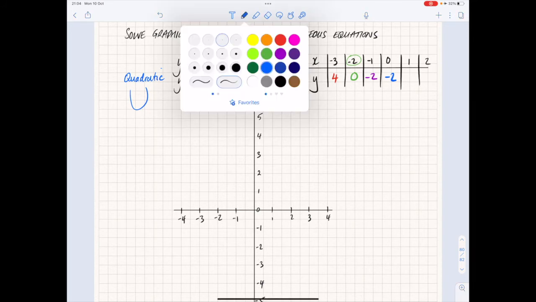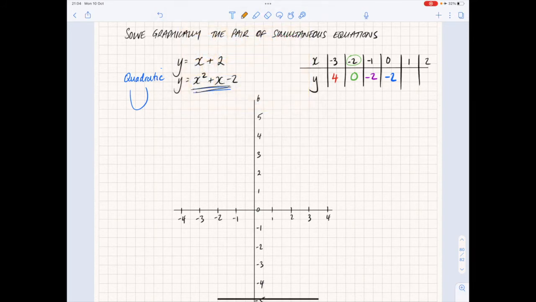Last couple of points, a little bit easier because these are now positive. So we're going 1 squared plus 1 minus 2. Well, 1 squared is 1 plus 1 minus 2. Well, 1 plus 1 is 2. Minus 2 is 0. And finally, the last point is 2. So we go 2 squared plus 2 minus 2. That's 4. 4 plus 2 is 6. Minus 2 is 4. So what we've now got is we've got some coordinates that we can plot.